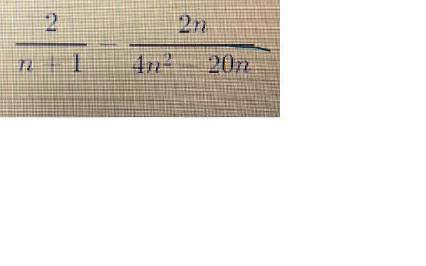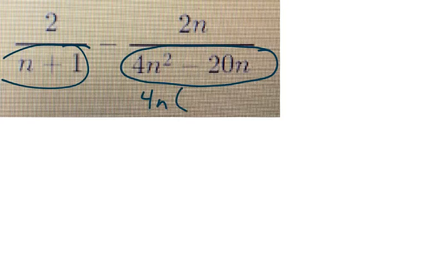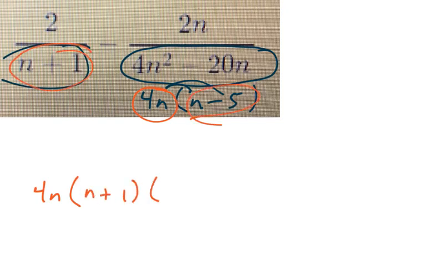The first thing I'm going to do is factor everything. That right there doesn't need to be factored, but this right here, I can do a GCF of 4n. Let me just double check that. 4n squared minus 20n. So guys, my common denominator is going to be 4n times n plus 1 times n minus 5. The order here doesn't really matter, guys. Commutative property means you can change the order.